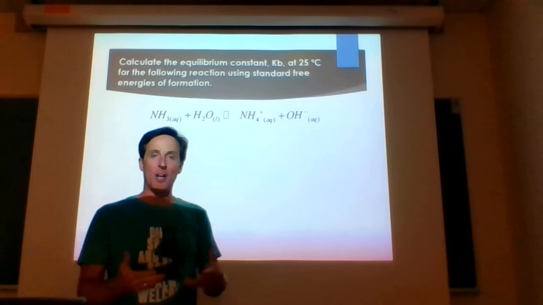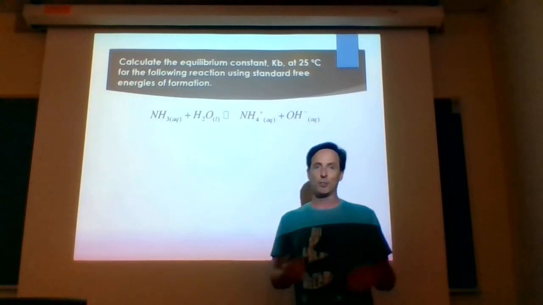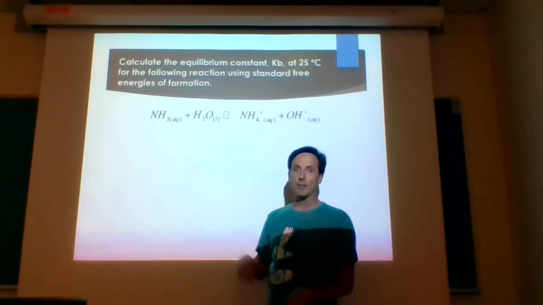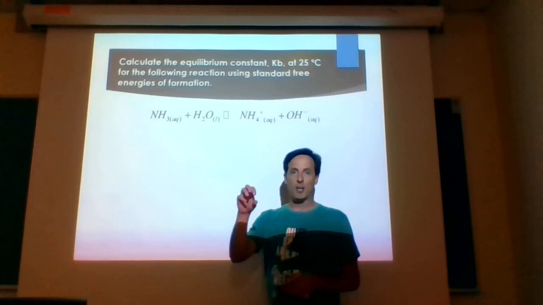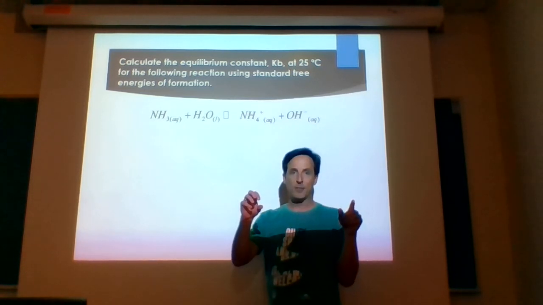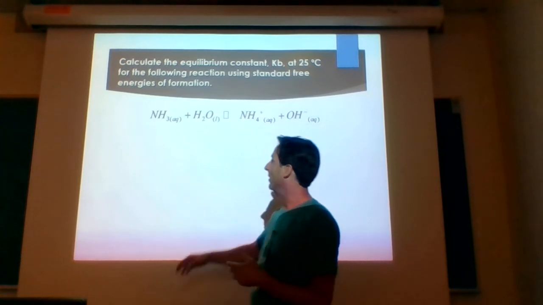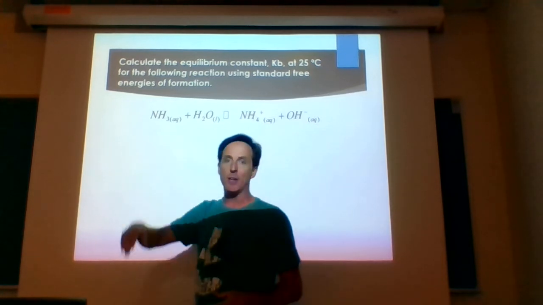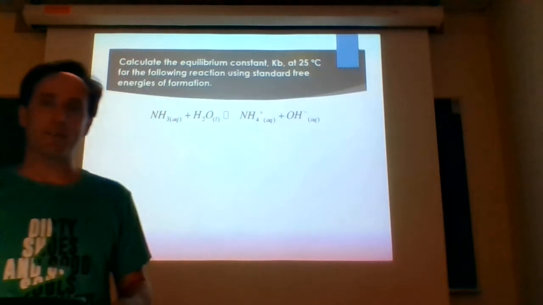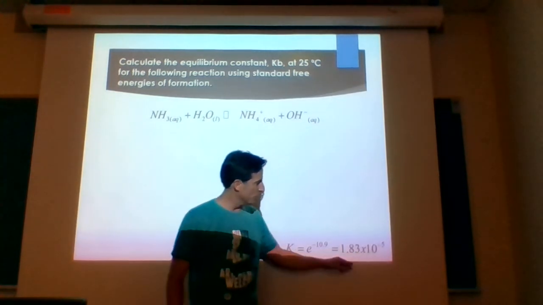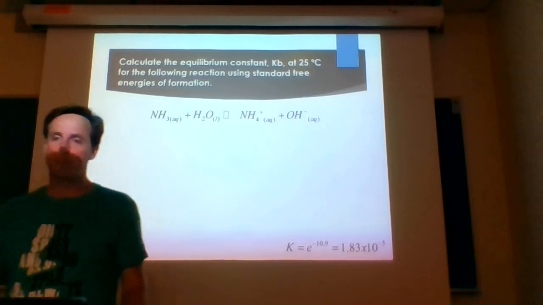How would you find delta G naught? Well, I hope that you realize you just look in your appendix, do the product values minus the reactant values, that'll give you delta G naught. Then plug it into the equation, delta G naught equals negative RT ln of K. Plug in your R and T values, solve for K, and if you look up the Kb value for ammonia, it should be right around 1.8 times 10 to the minus 5. So there's your answer down there that you should get somewhere close to. And that's the end of chapter 19.